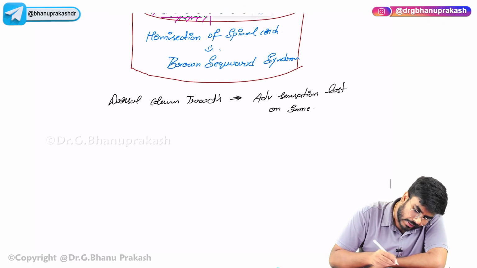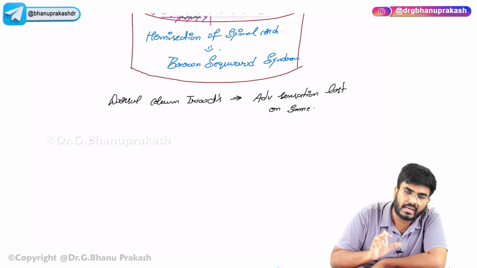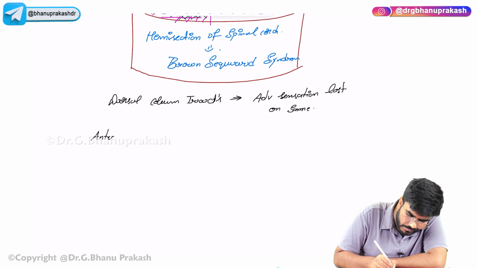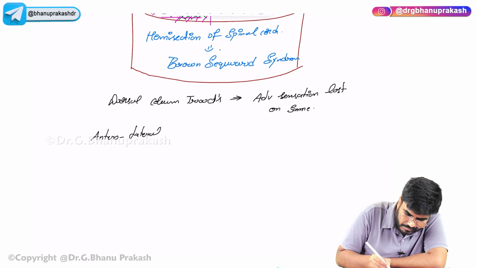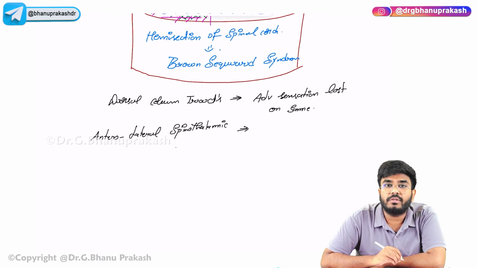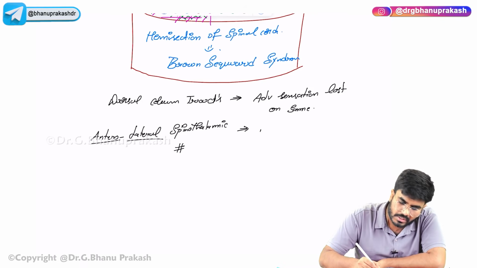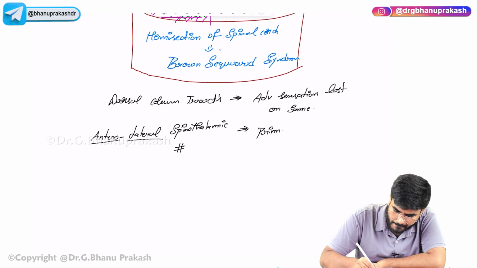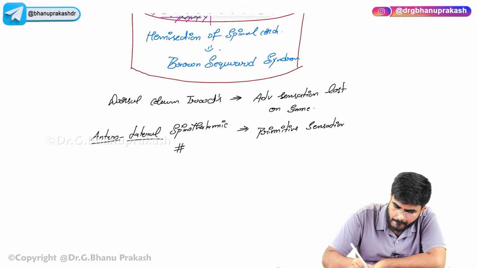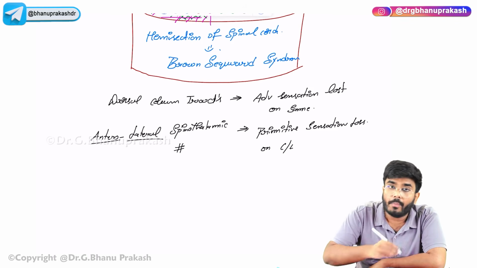Okay, and what about the anterolateral tracts, anterior spinothalamic tract and lateral spinothalamic tract? I am just combining and writing here: anterolateral spinothalamic tracts. What happened? The anterolateral spinothalamic tracts are also damaged. Both anterior spinothalamic and lateral spinothalamic tracts are damaged, so there will be loss of primitive sensations on the contralateral side of the body, the opposite side of the body.